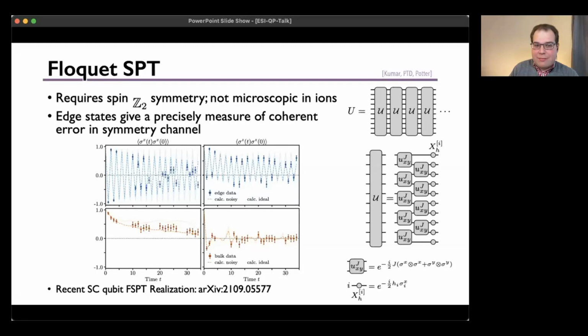It's not a microscopic symmetry of the ions. It's something that's just approximate. And there are some stray static magnetic fields in the calibration that break that symmetry. So if you want to think about it, this procedure is actually an extremely nice and precise measurement of that coherent error, which we can use to characterize the system. But from a physics and phase perspective, it destroys the FSPT at this point.